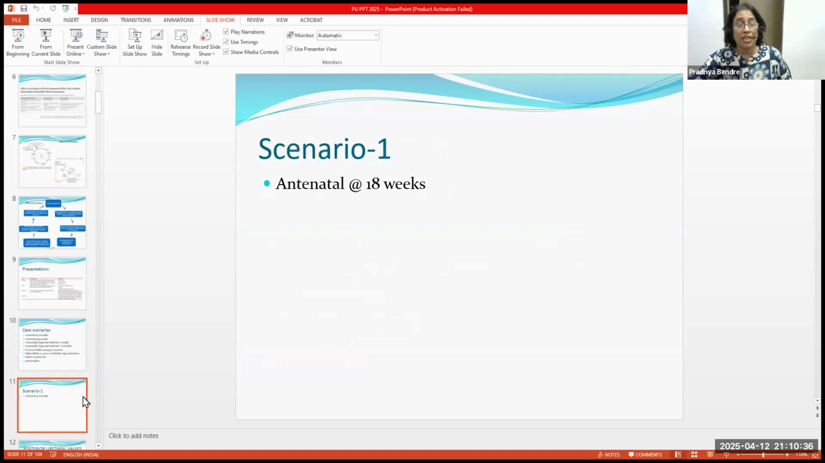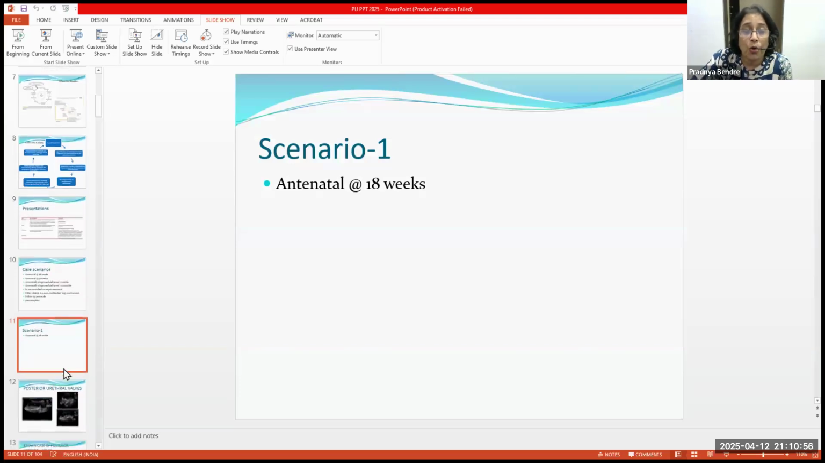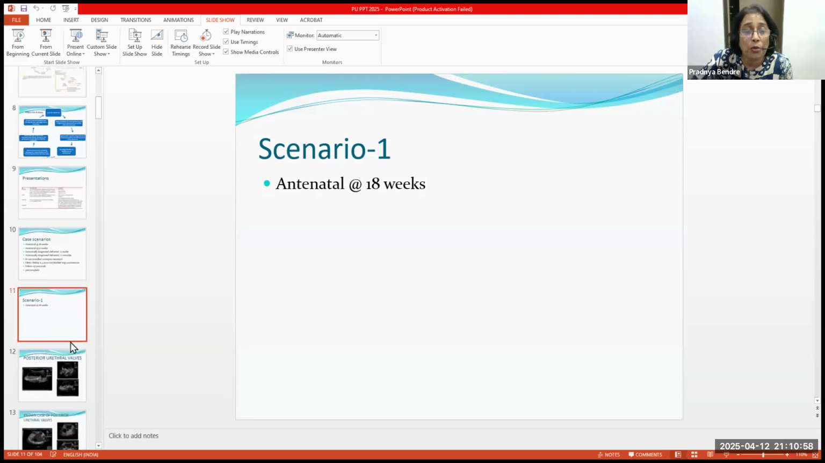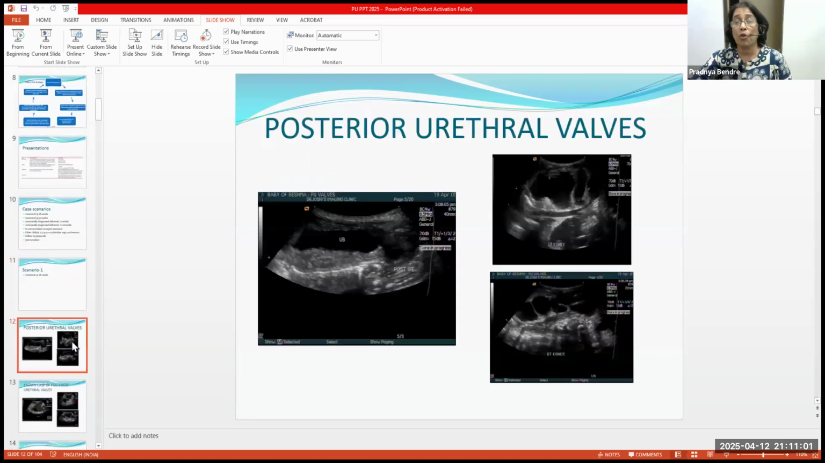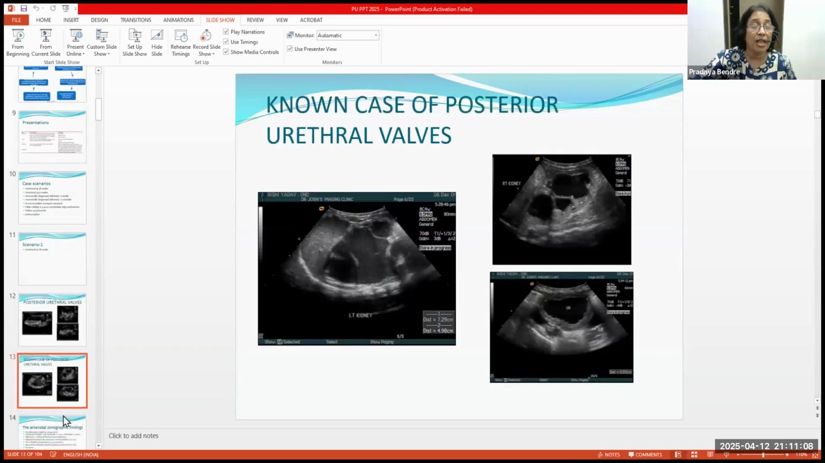So let us go with scenario number one, which is not uncommon, especially in a tertiary care center where we are getting referrals in the antenatal age group. With more and more training of the obstetricians in anomaly scans, these anomalies are picked up quite early. So at around 18 weeks you can pick up the posterior urethral valves. What you see is generally dilatation, hydroureteronephrosis, and a keyhole appearance.